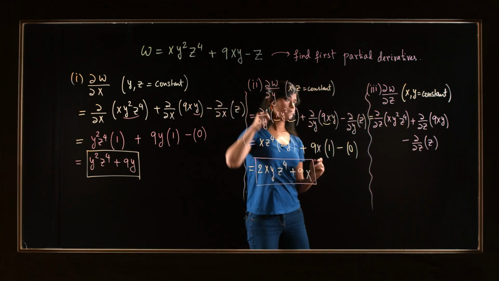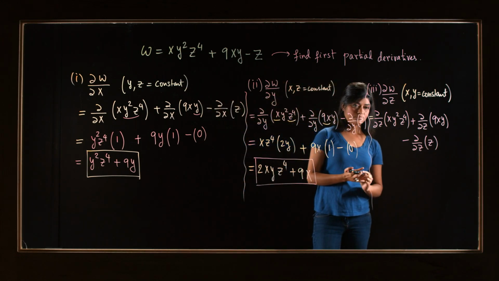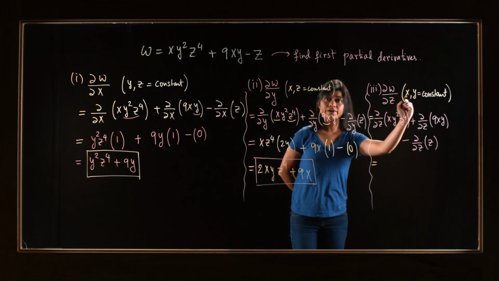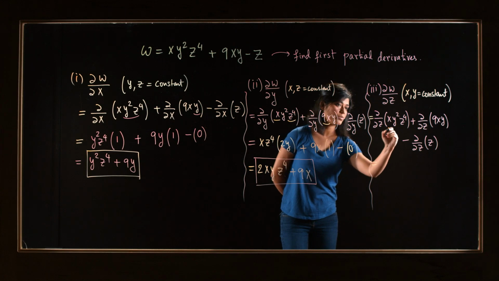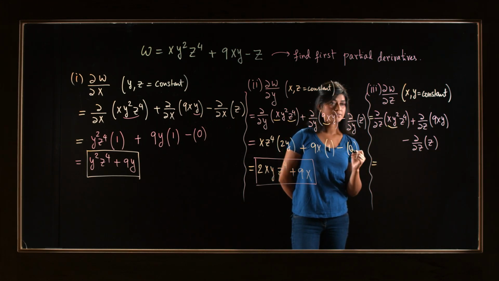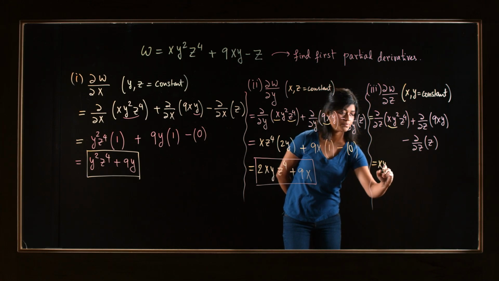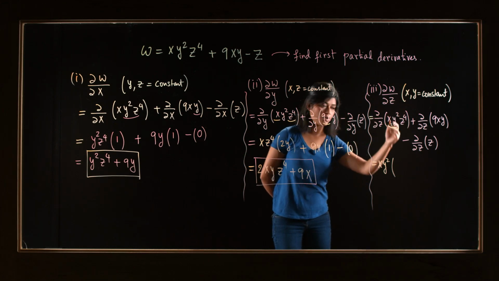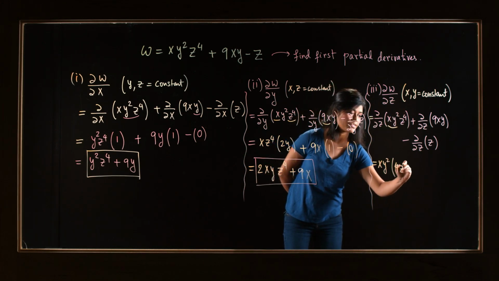Okay. Now, be careful again. x and y are constant. So for the first term, this entire x y square is constant. So pull it outside and take the derivative with respect to z of z to the 4th. So using the power rule, this is 4z cube.